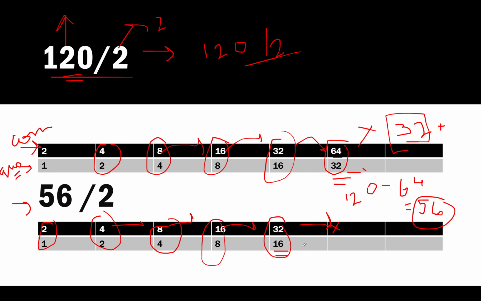Here again we'll repeat the same thing. What will be the remainder left? 56 minus 32 is 24, and what is the quotient so far? Quotient is 16. So we have calculated two quotients, 16 and 32, and we'll do the same process for 24 divided by 2. That is in the next slide.